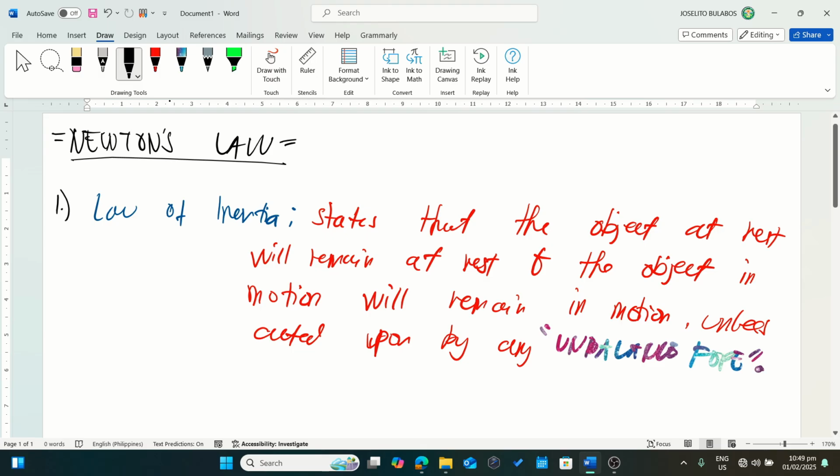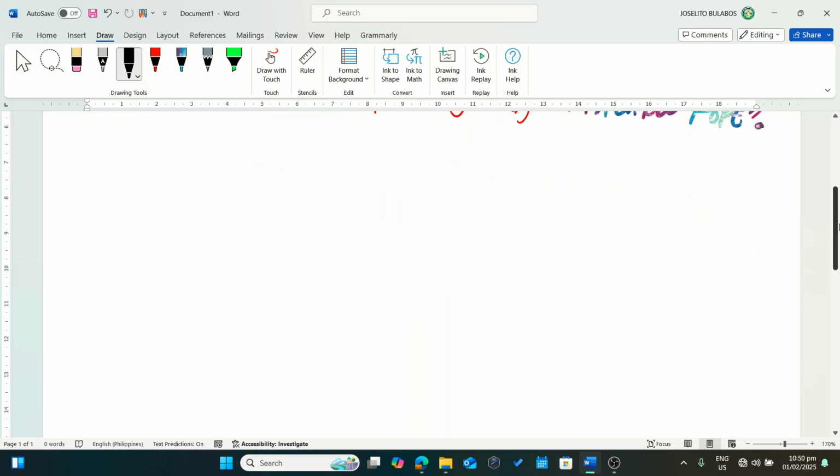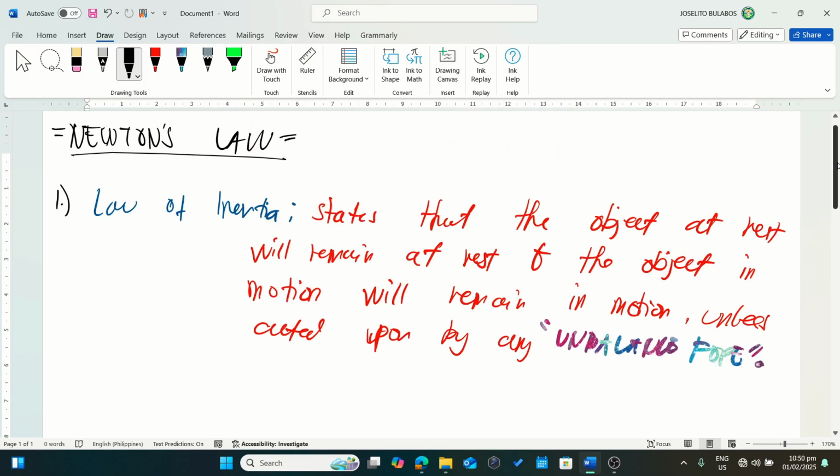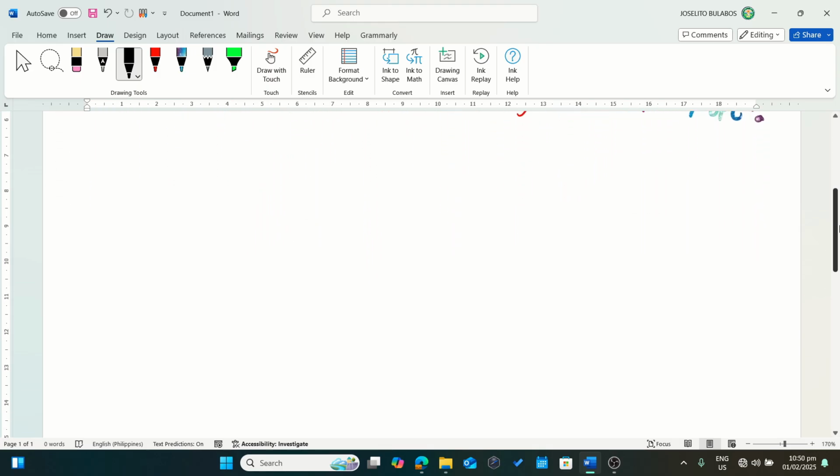It states that an object at rest will remain at rest and an object in motion will remain in motion unless acted upon by an unbalanced force. So I guess it would be wise for us to start first with the definition of force. What is a force? Before we proceed into detail and understand this first law further, let us first understand what is a force.